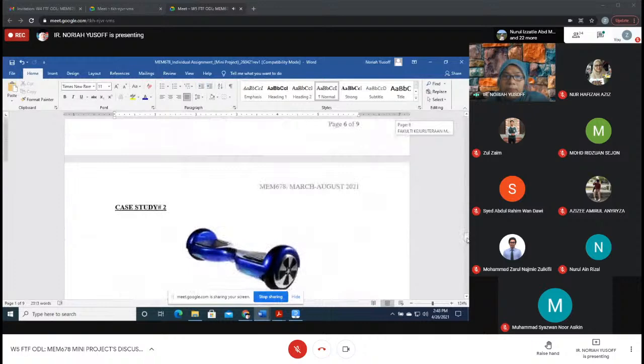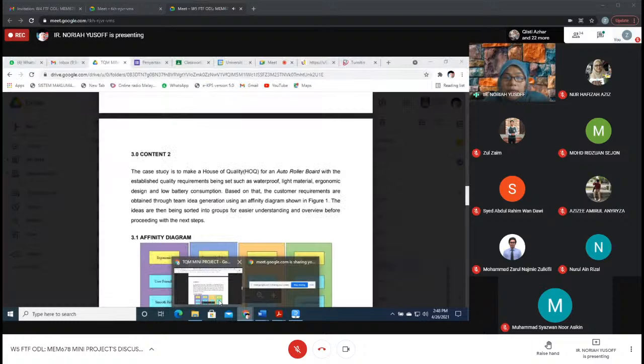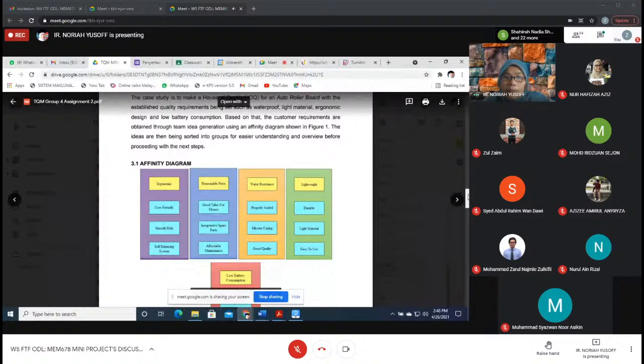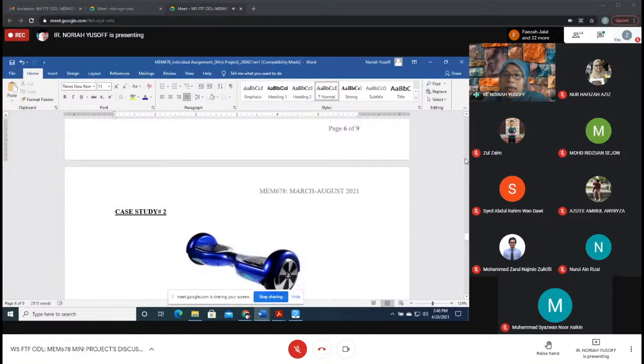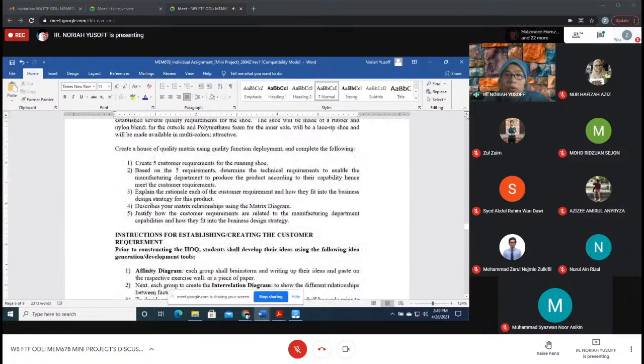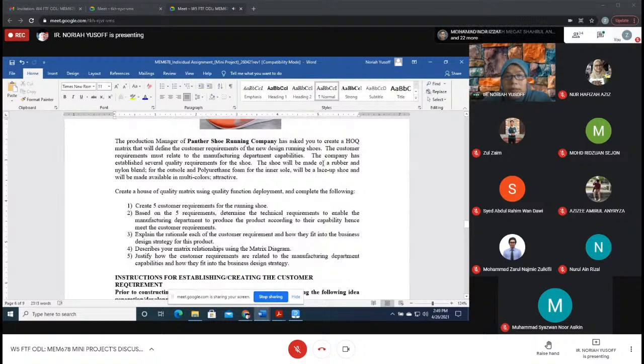Next. Kita tengok report ni. So, this is the affinity diagram yang dia buat. So, dia buat ni semua according to the guidelines ataupun the indication of the customer requirements that has been given for the auto rollerboard. So, dalam case you tadi, yang case study number one, it does highlight here that you have to emphasize interval dalam your design tu. What do you need to consider? Apa dia? Dia kata dia punya outer sole ataupun tapak dia kena made of rubber and nylon blend. And then inner sole must be made of polyurethane.